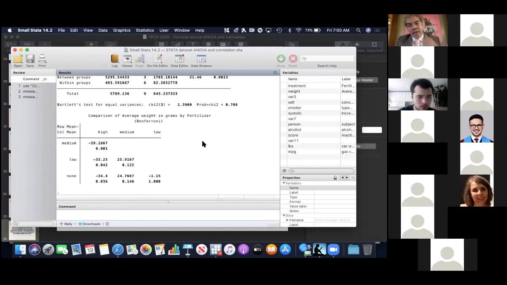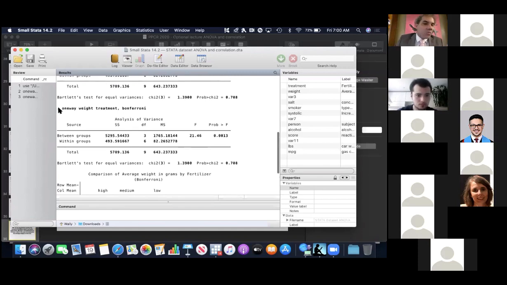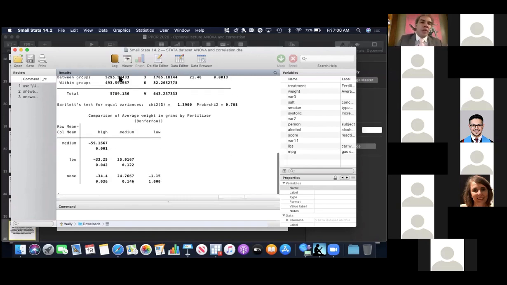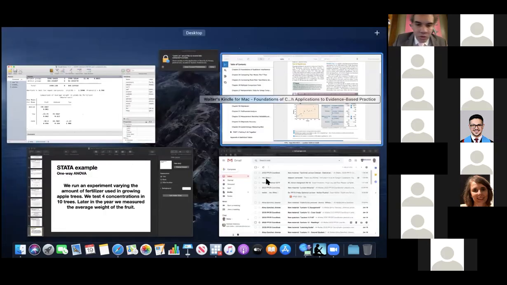So I explained for nearly 40 minutes how to do an ANOVA, and you see in less than 10 seconds I got my one-way ANOVA done here with my Bonferroni. So this is the magic of software. Well, let's continue because we have a lot to cover.